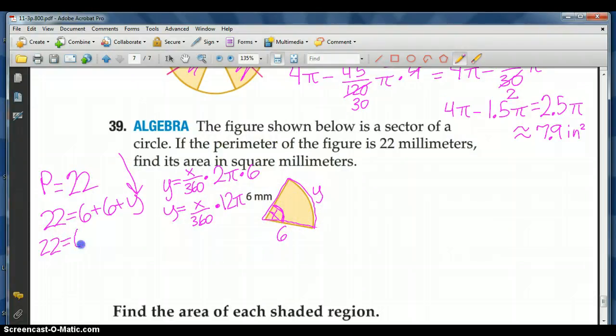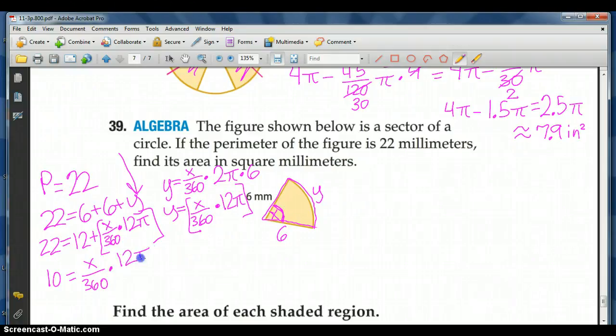So 22 is equal to 6 plus 6. Let's go ahead and simplify that. It'll be 12 plus y. So in place of y, we're going to put all of this. So that's x over 360 times 12 pi. And we're solving for x, so let's get rid of this 12 first by subtracting 12 from both sides. So 10 is equal to x over 360 times 12 pi. We can simplify here since 12 goes into 360. We go in 30 times.